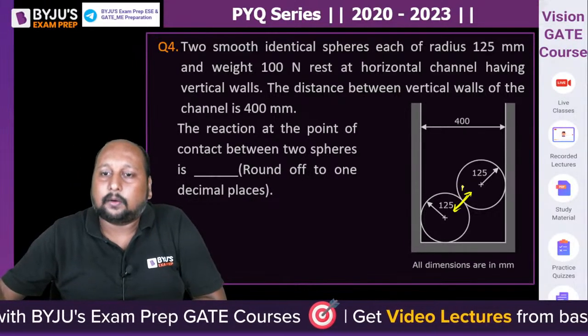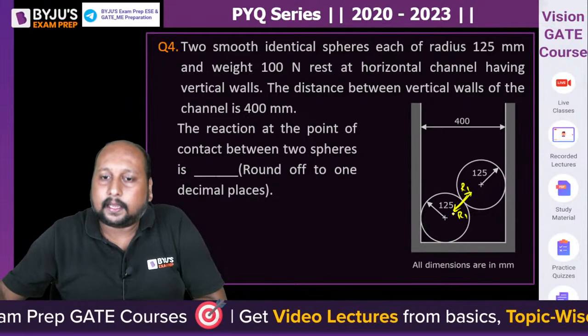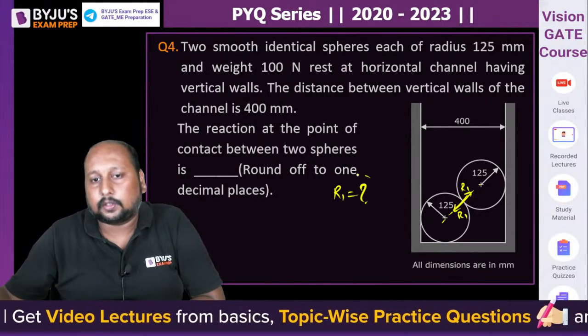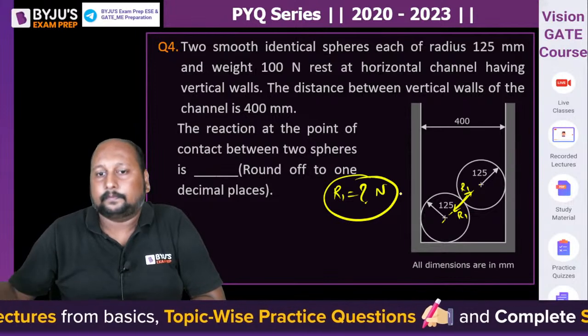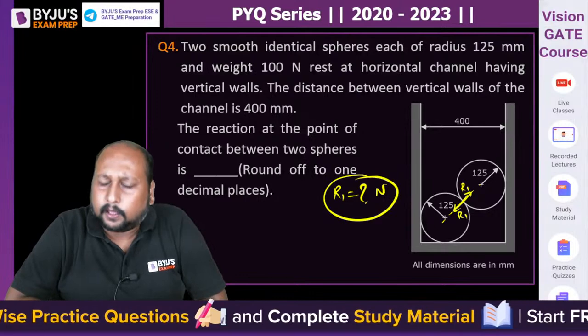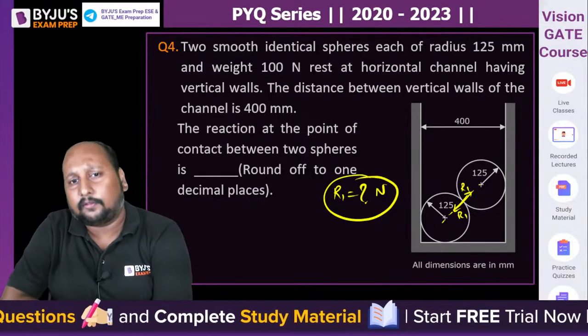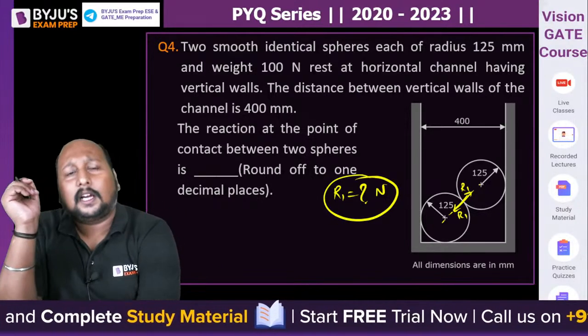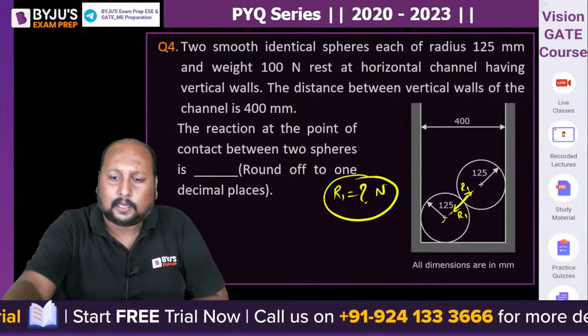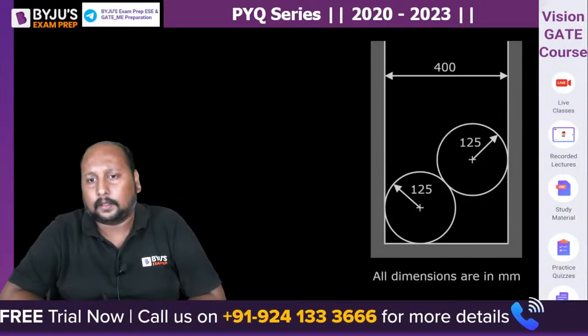Let's say this is R1. So what is the reaction R1 they are asking? The value of R1, reaction force in Newton. Quickly, draw the free body diagram. Whenever they are asking you the forces, always draw the free body diagram, then the problem becomes very easy. Okay, let me magnify this diagram.